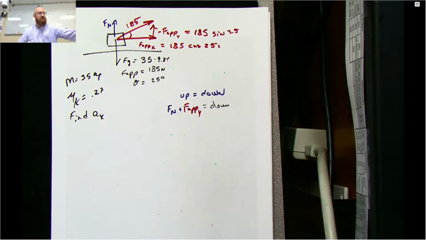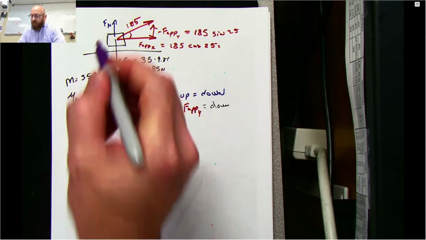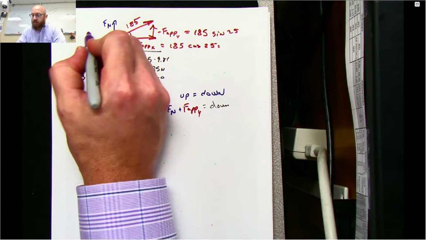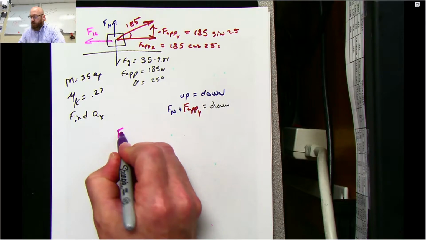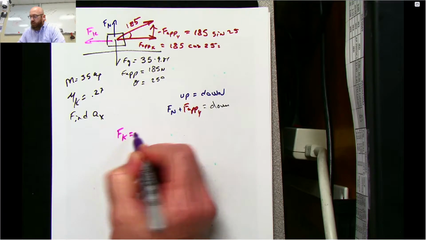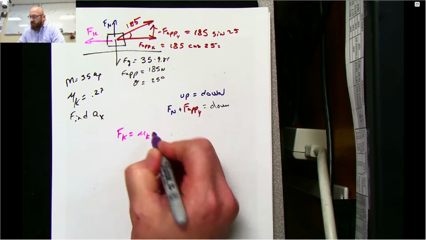And last but certainly not least, we've got friction slowing us down, F of k. And again, F of k should be coefficient of friction times F of n.